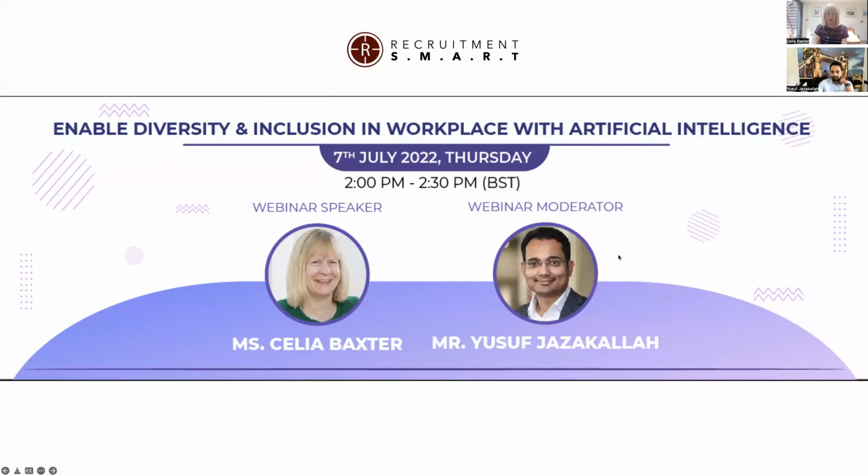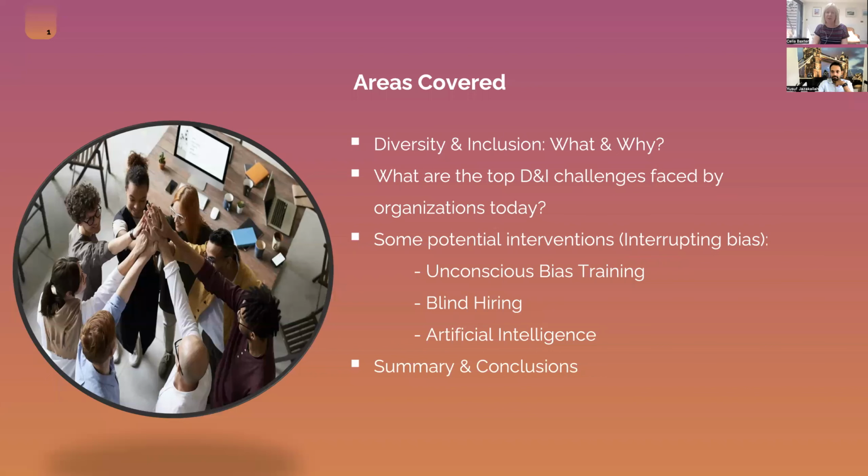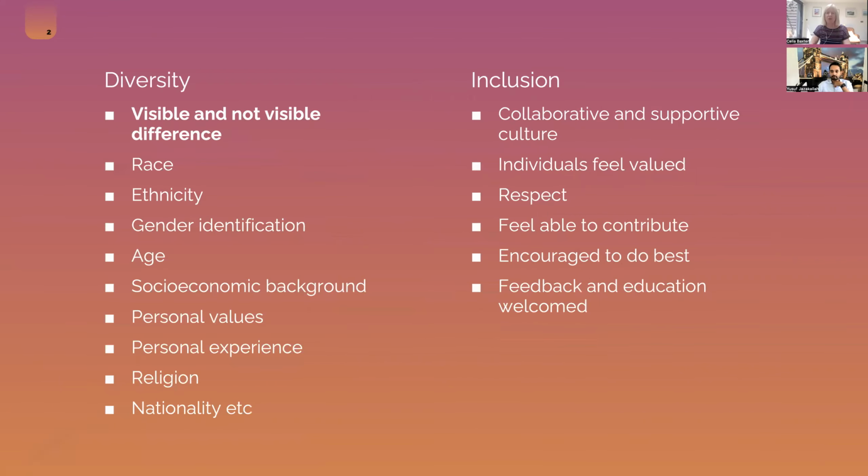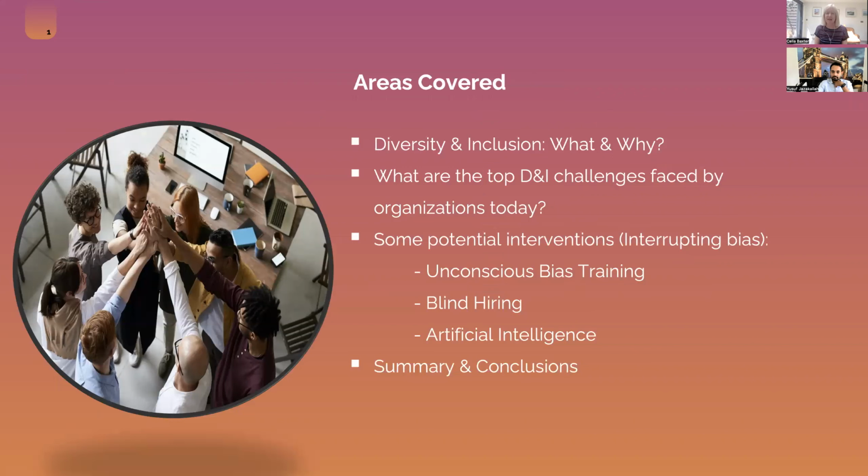Thank you very much, Yusuf, and thank you everybody for joining us. I only want to briefly talk about the areas that we're going to cover today. We want to cover what diversity and inclusion actually is and the challenges that that gives to an organisation, and then talk a little bit about some of the potential interventions that can interrupt this bias. And then I'm just going to summarise and give some conclusions and time for questions from anybody. So without further ado, if I can go on to talking first of all about diversity and inclusion. What is it and why is it necessary?